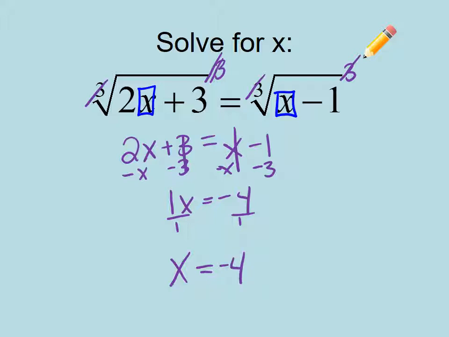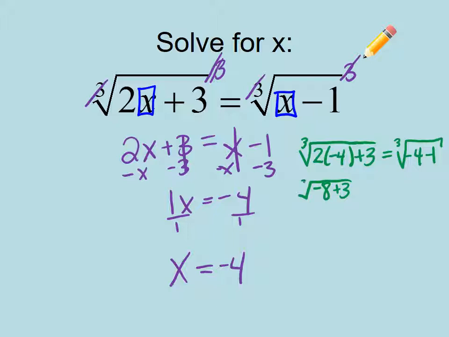Let me check my answer. If I plug in a negative 4 for each x, on the left side, 2 times negative 4 is negative 8. On the right side, negative 4 minus 1 is negative 5. On the left side, negative 8 plus 3 is negative 5.